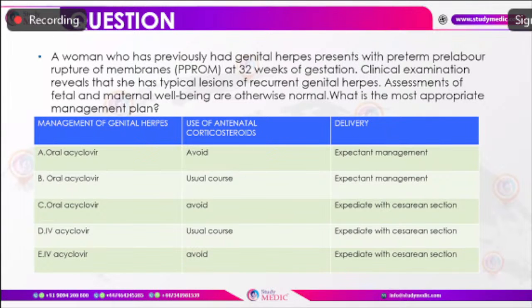Okay. So we saw IV acyclovir is not used and it's only oral acyclovir. Along with oral acyclovir, are we going to use steroids? Yes, it is needed because the weeks of gestation is only 32 weeks. And are we going to expedite with cesarean section? No, it is not required. We can offer her an expectant management so that we can take her as close to term as possible.